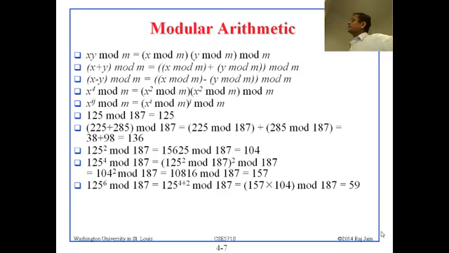All right, same thing for plus. X plus y mod m, you can just take the mod and add. So here is an example. Here it says 225 plus 285. Just imagine these are very big numbers compared to 187, and you want to add them. What you do is you take the mod of the first one, take the mod of the second one, and add them. The mod of the first one is 38, the mod of the second one is 98, you add up to 136, which is less than 187. So that's the answer.